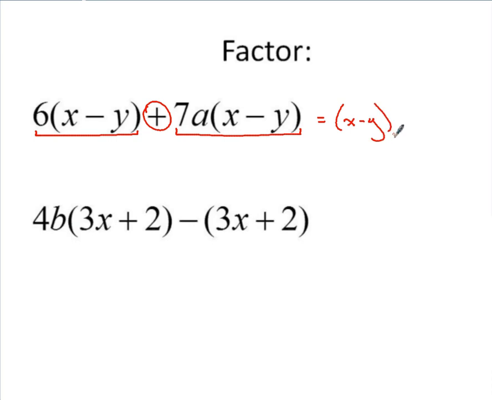Now, when I take an x minus y out, taking it out of this first position, 6 would be left. Taking it out of this second position, it's gone from here, 7a would be left. So I add on the 7a because I started with addition in the first place. That would be the factorization on that one.